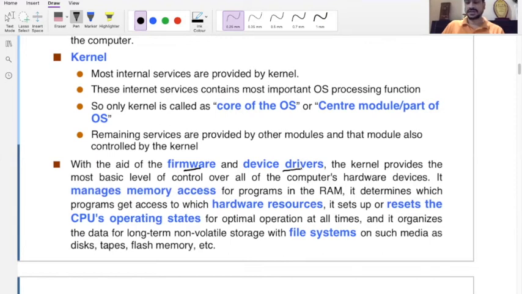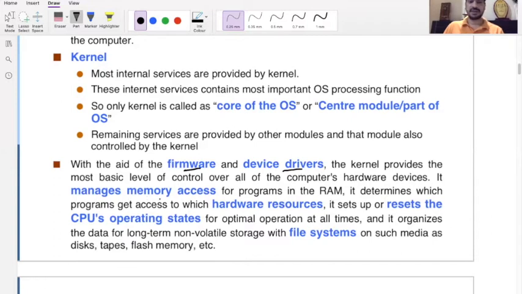Device drivers, we know what a device driver is. Device drivers are the software that helps to access the hardware, and they have all the functionality related to the hardware. So a device driver is also specific to the hardware. With the aid of firmware and device drivers, the kernel provides the most basic level of control over all the computer hardware. We have internal hardware, which is managed by the firmware, and external hardware, which is managed by the device drivers. Both are managed by the kernel. The kernel decides which particular device driver has to be called at what time, and which process has to be served by this hardware.